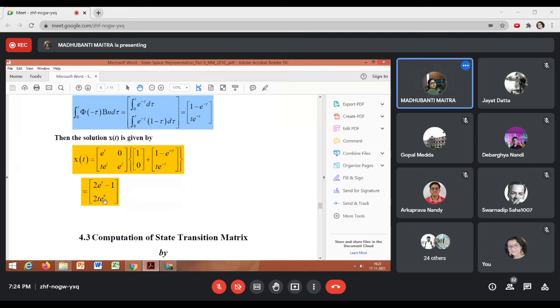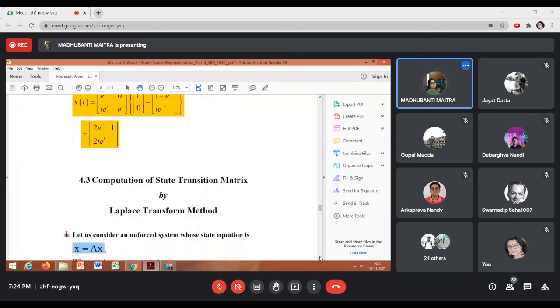So that means x1(t) will vary. x1(t) is certainly a time function, and the function is given by 2 e to the power t minus 1, and x2(t), again a time function, is given by 2t e to the power t, right? So since we know x1(t) and x2(t), we can plot them, and the complete time response of the system will be clear to us.